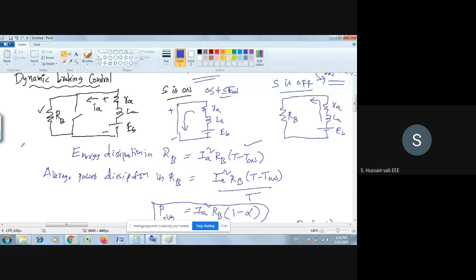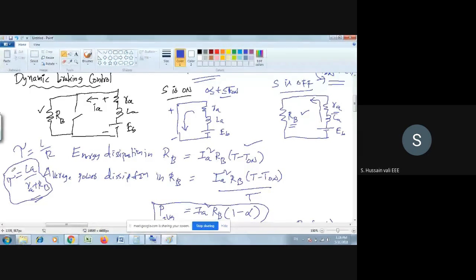The time constant is equal to L by R generally. So it becomes LA by RA plus RB. How do you say RA plus RB? Because in this case, both RA and RB are in series. So when RA and RB are in series, then total resistance will be RA plus RB. So the time constant gets reduced, because the denominator is more.